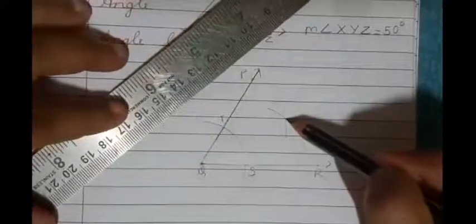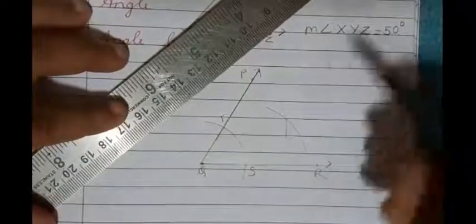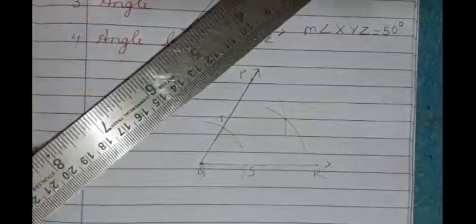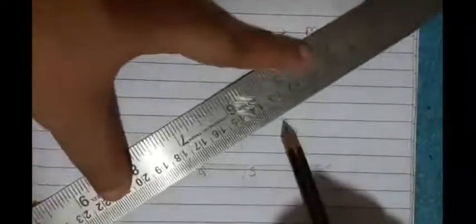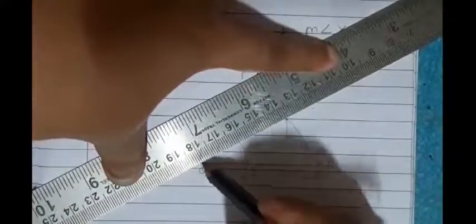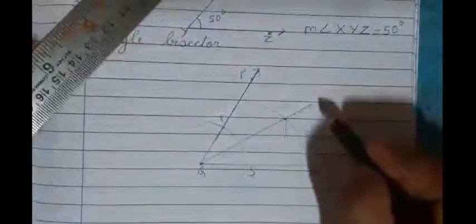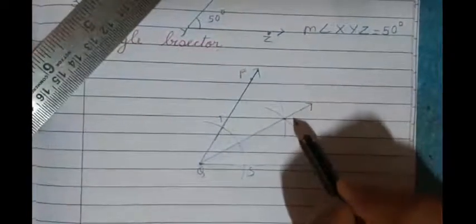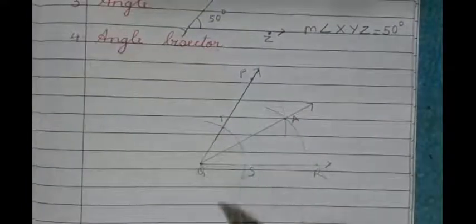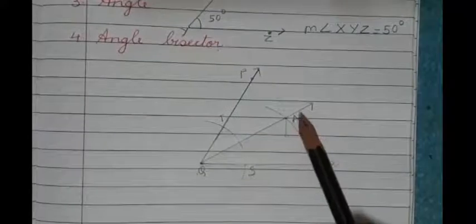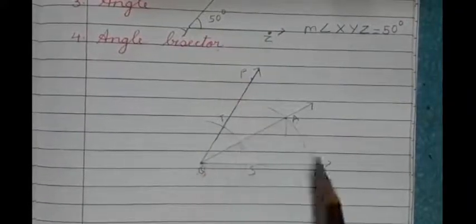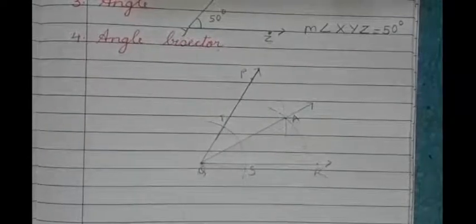Now this point, wherever the two arcs are meeting each other, you can make a little point with a sharpened pencil. Now this point and the vertex Q, you are going to join in this way. And you can name it any letter you want. So this ray QA becomes the angle bisector of angle PQR. Now it will divide the angle into two equal parts.